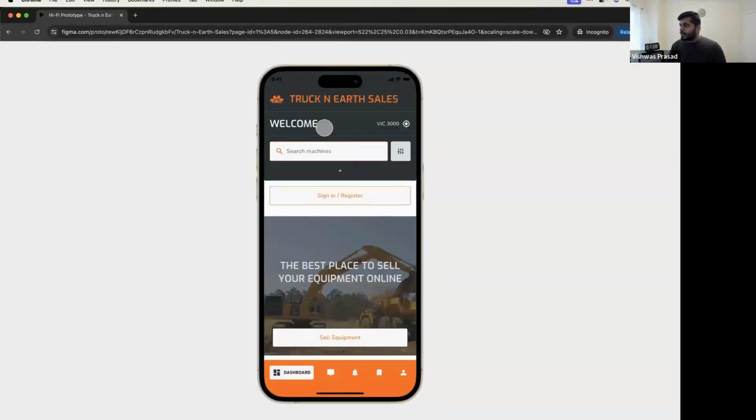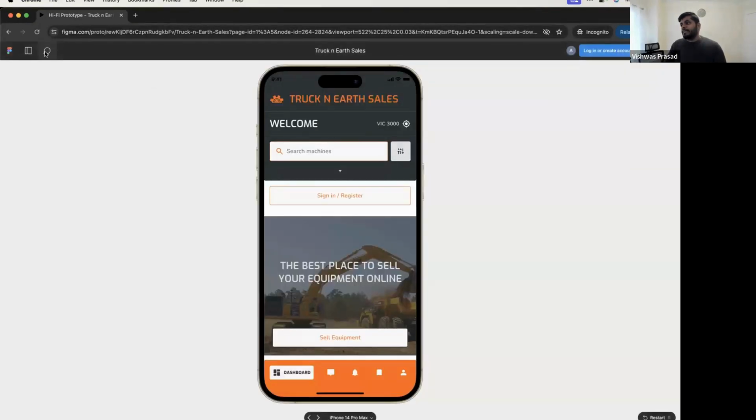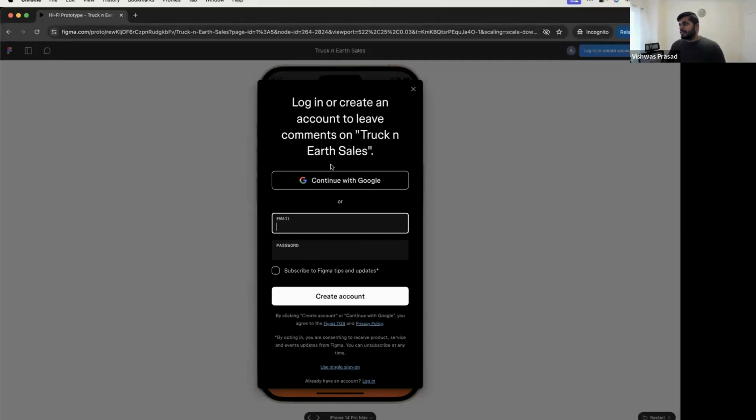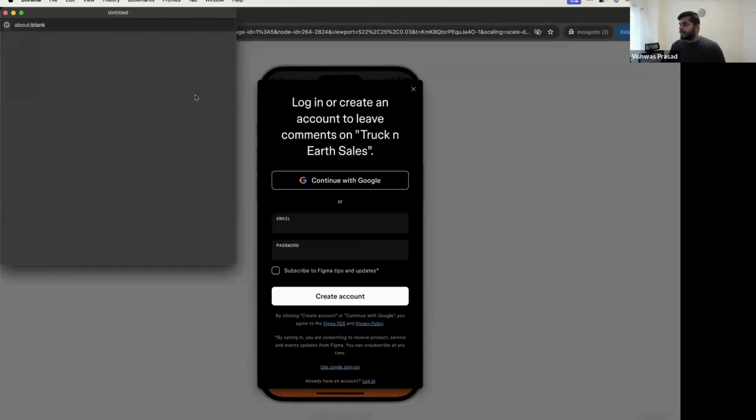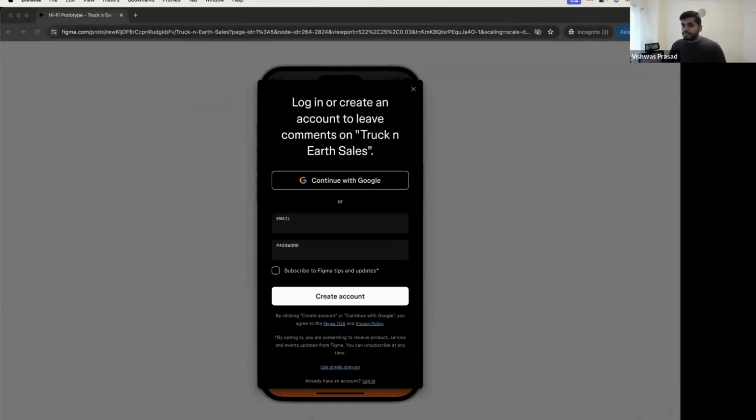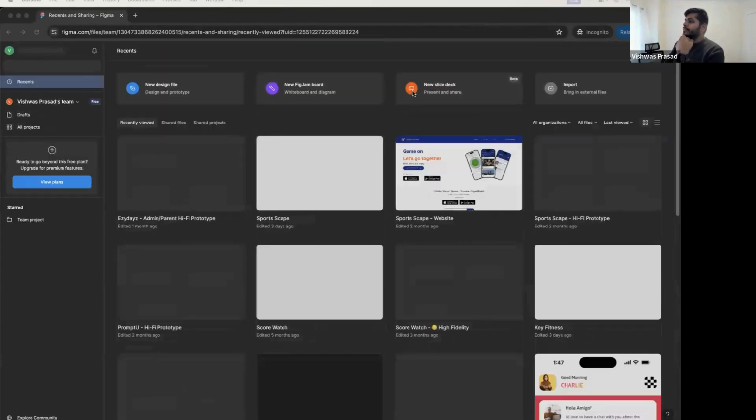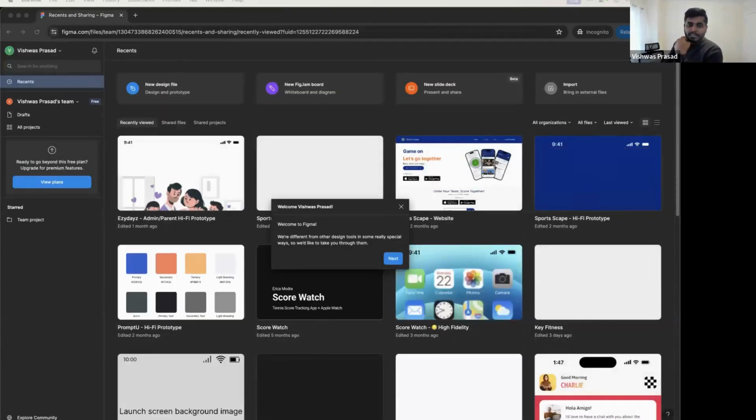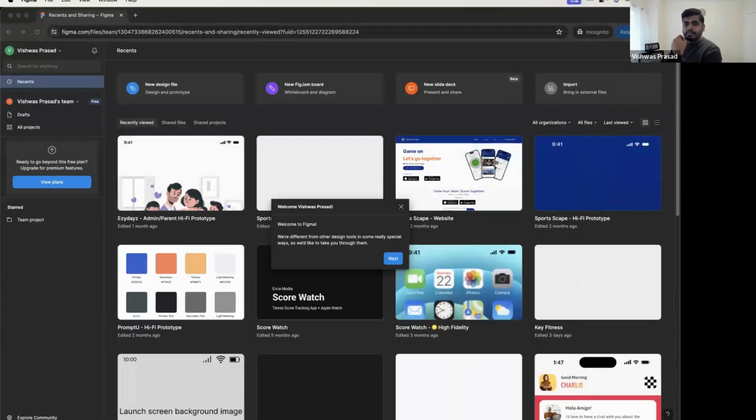So I need to log in, but you have a comment button here. You can just log in. I don't think I have logged in, so let me just log in here. Okay, so if I go here, Figma, where's Figma? Okay, share, copy link.